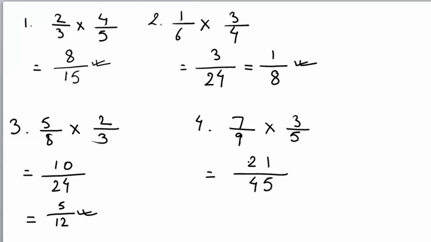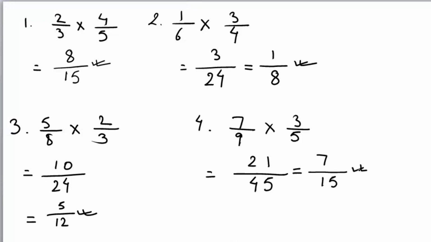3 times 7 will be 21. And 3 how many times will be 45? 15. 3 times 15 is 45. So this is our final answer.